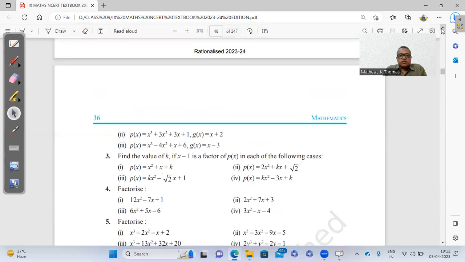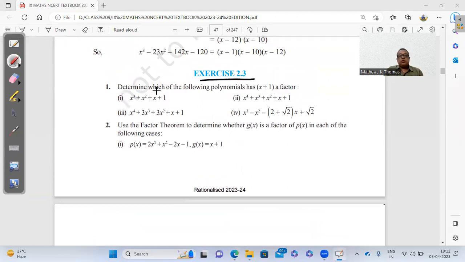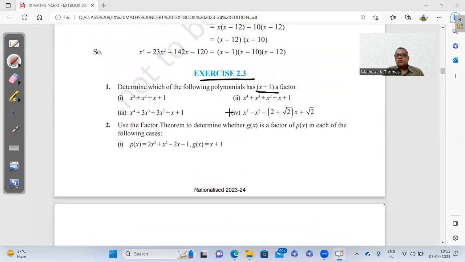So I'm going to start with the first question of exercise 2.3: determine which of the following has x plus 1 as a factor. Now we have to find out whether x plus 1 is a factor of this. How do we find out? When the remainder is 0. Suppose I want to find out whether 2 is a factor of 10. I'm going to divide 10 by 2, and if the remainder is 0, I can say 2 is a factor, isn't it? So whenever we find the remainder by division and the remainder is 0, that is the remainder theorem: if the remainder is 0, then we can say it's a factor.